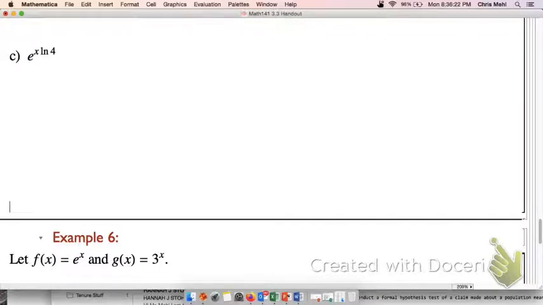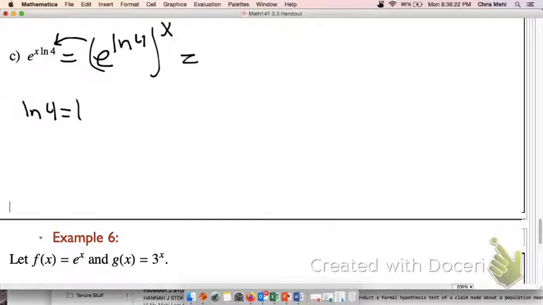if I'm doing e to the x times natural log of 4, what I'm going to do first here is break this up as e to the natural log of 4, to the x power. Again, when you raise a power to a power, you multiply. So I can go back to what I started with, because natural log of 4 times x is x ln 4. Now, remember, ln 4 is really log base e of 4. That's what's sitting right up here.